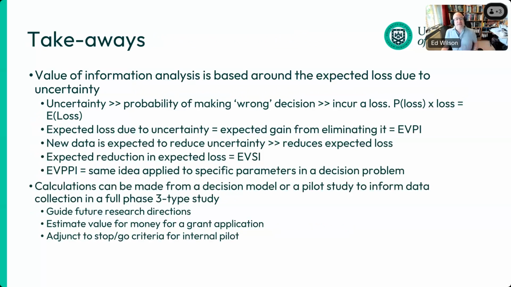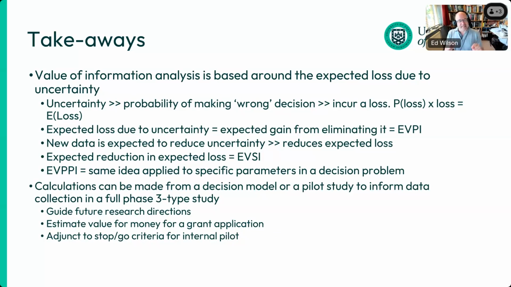So takeaways then: value of information analysis is based around the idea of expected loss due to uncertainty. Remember, it's the probability of being wrong multiplied by the consequence of being wrong that is the expected loss associated with uncertainty. Turn that around, that's therefore the expected gain from eliminating uncertainty. So that's the expected value of perfect information.